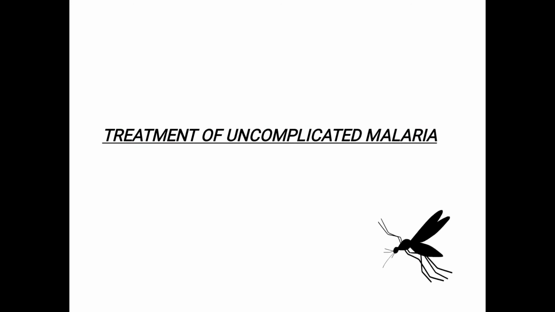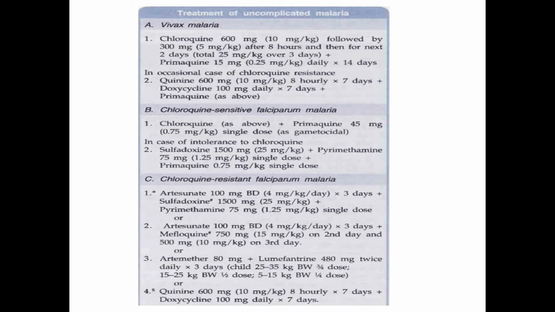Now coming to the treatment of uncomplicated malaria. Malaria is treated with a blood schizonticide selected with due regard to the prevalence of specific patterns of drug resistance in the area of infection. In the case of vivax and ovale malarias, subsequent treatment with a tissue schizonticide is needed where it is considered appropriate to prevent relapse. So here is the treatment of uncomplicated malaria.